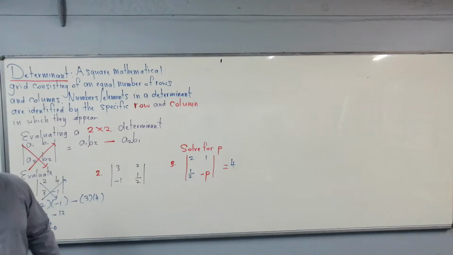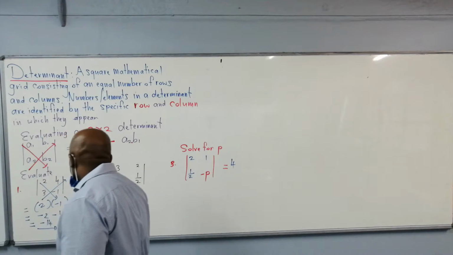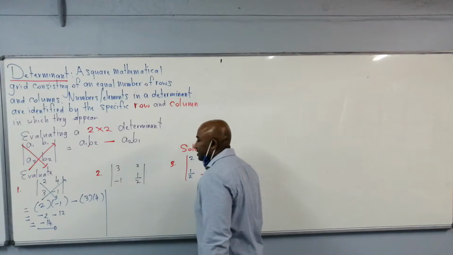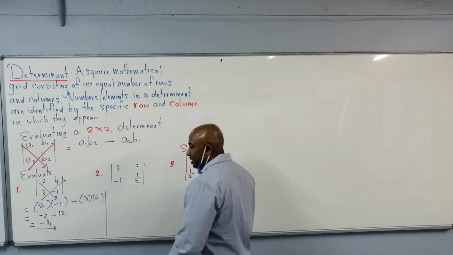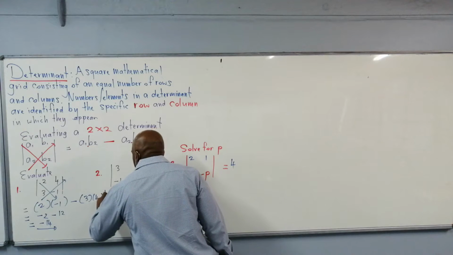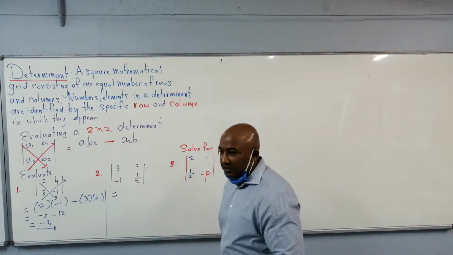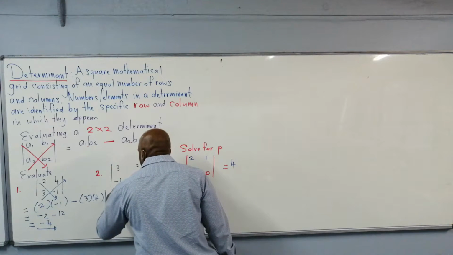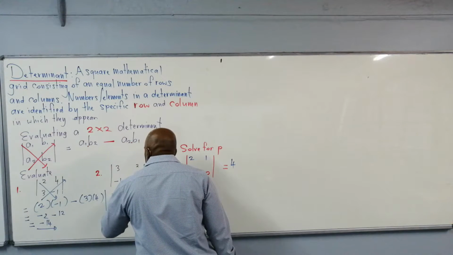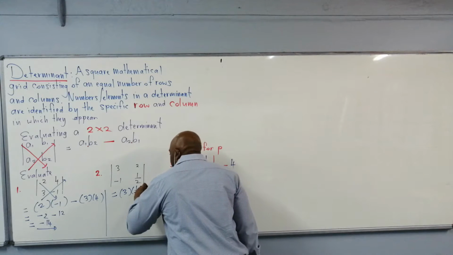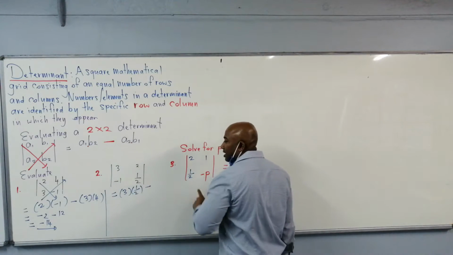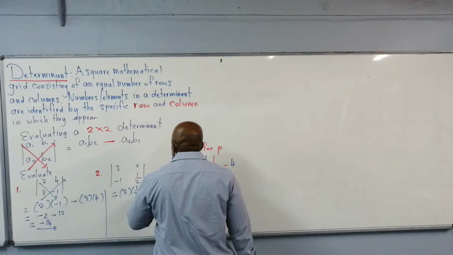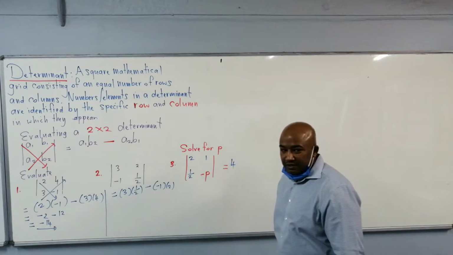And so that's evaluating a 2 by 2 determinant. Let's do this one. So here, that's going to be equals. Don't forget your equals to sign. So we multiply going down, so that's going to be 3 times 1 over 2. Then you put down a minus sign, and now multiply going up. So that's minus 1 times 2.